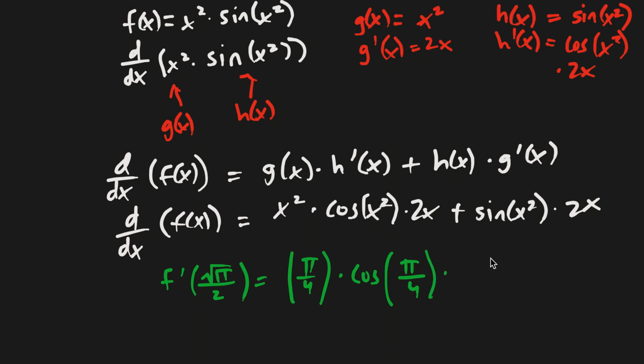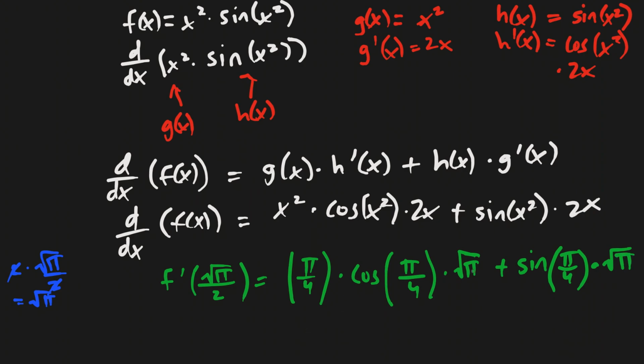times 2 times, so this is just 2 times, maybe I'll do that in blue. So this is just 2 times the square root of pi over 2, and the 2's cancel out, so it's just the square root of pi. So I'll just do that for this one. So that's the square root of pi. And plus sine of, so this is the same thing, this becomes pi over 4.